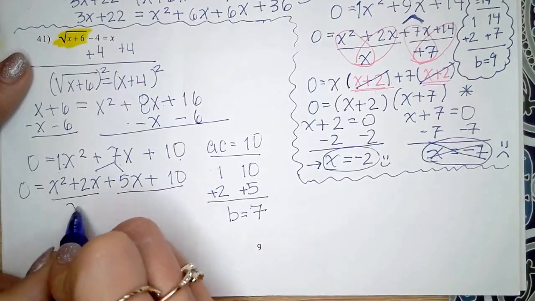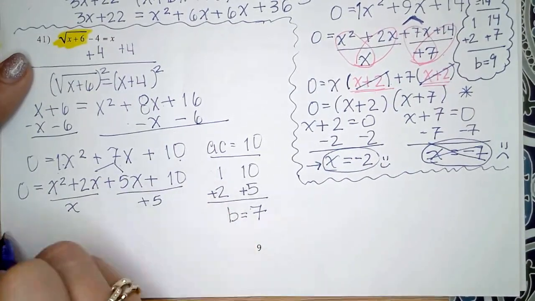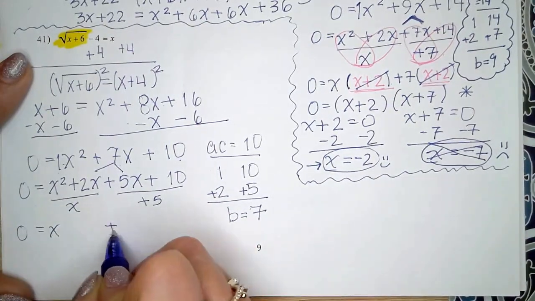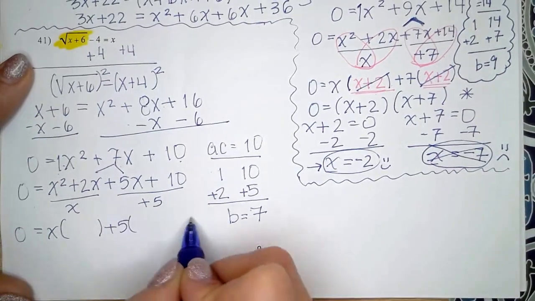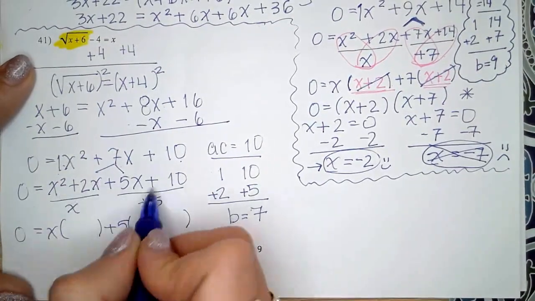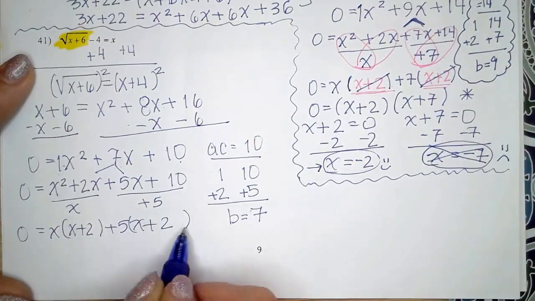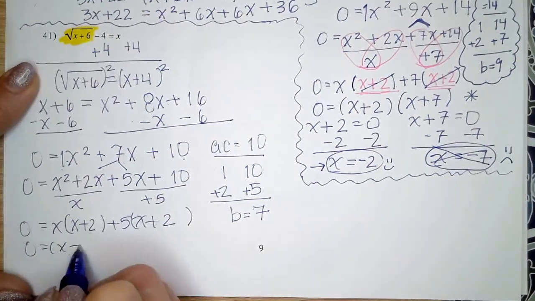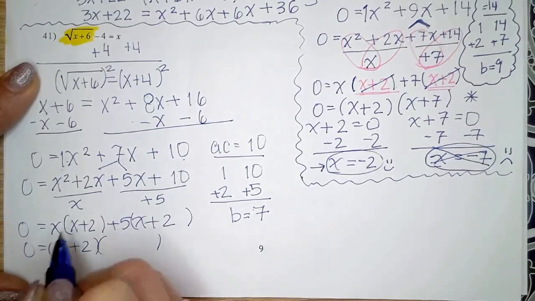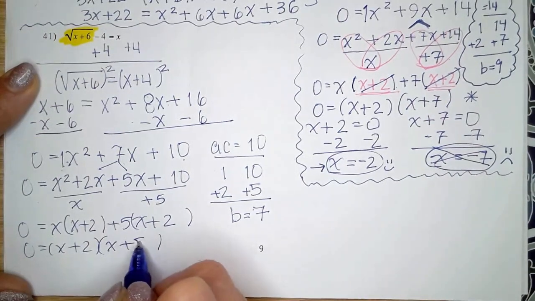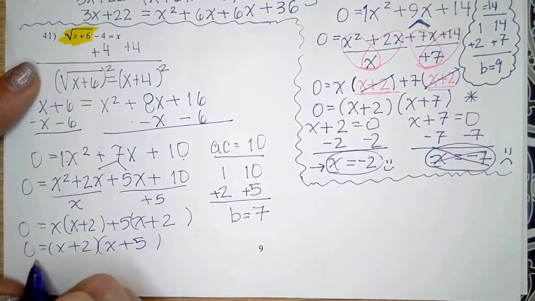Underline, underline, greatest common factor. Bring it out front, parentheses, parentheses, pretzel, pretzel. What goes inside? If it matches, you're winning at life. Bring it out front. What's left inside? X plus 5. Now we're not done because we're solving, so let's finish.